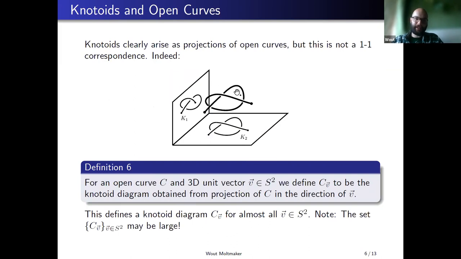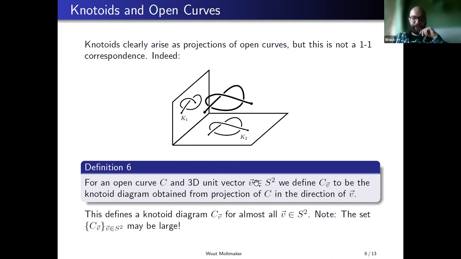Here we have an open curve in three-dimensional space, and I can project it down to get K2 down here, which is a trivial knotoid, as you can check. You can do the Reidemeister 2 move on these two crossings to get rid of them. So K2 is trivial. If I project in a different direction to the left, then I get K1 in this case, and K1 turns out to be a non-trivial knotoid. So there's no single knotoid associated to any open curve. There's a whole range of them.